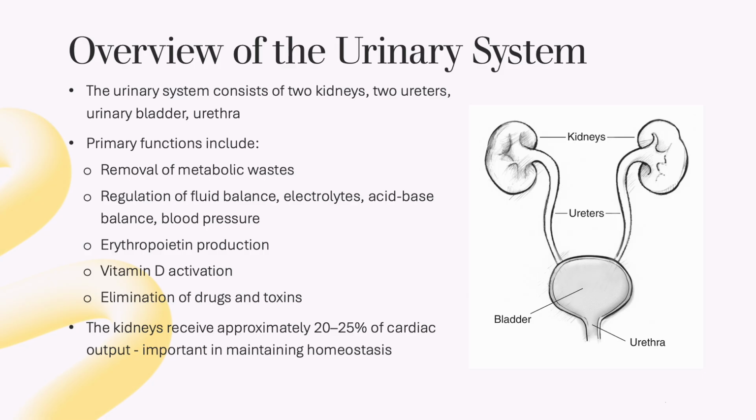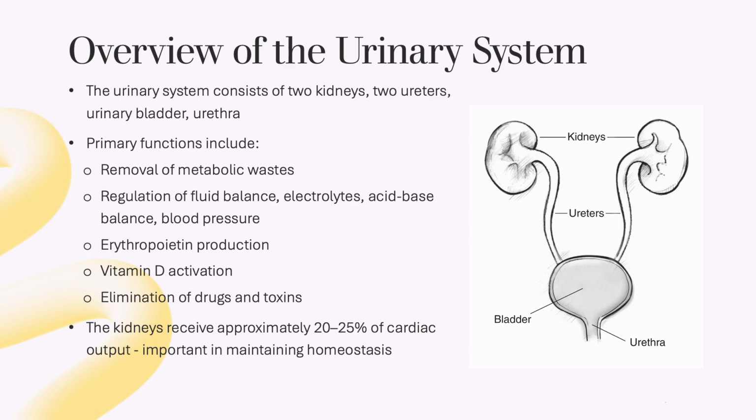So in addition, the kidneys also produce erythropoietin, a hormone that stimulates red blood cell production in the bone marrow. This is why patients with chronic kidney disease often develop anemia. Even patients who are on dialysis are given erythropoietin because their kidneys do not function well enough to produce it. So the kidneys are also responsible for activating vitamin D, which is necessary for calcium absorption and bone health. Finally, the kidneys help eliminate a lot of medications, toxins, and foreign substances from the body.